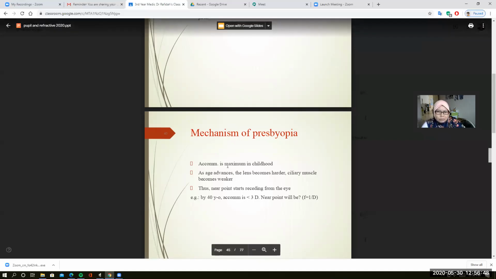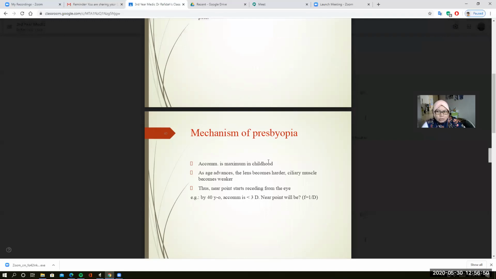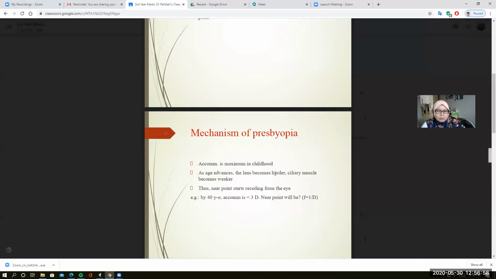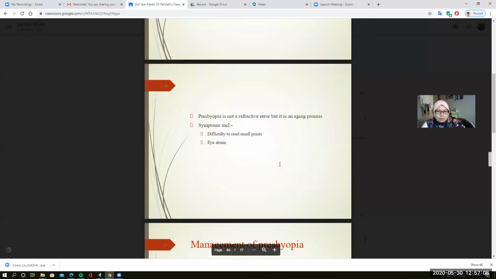We have known before that accommodation is maximum in childhood. As age advances, the lens becomes harder and thicker, and the ciliary muscles become weaker. Thus the near point starts receding from the eye, because the muscle becomes stiff already. Therefore, it's not exactly a refractive error, but an aging process.